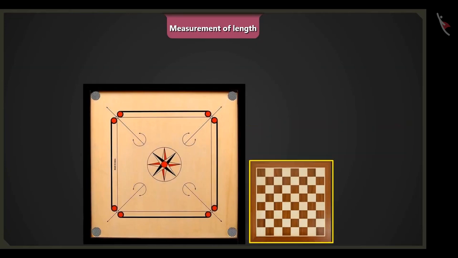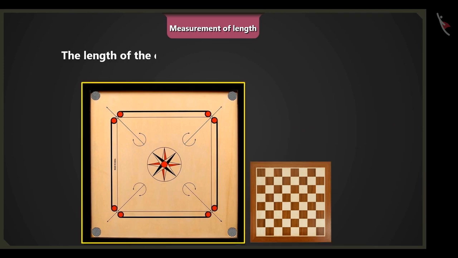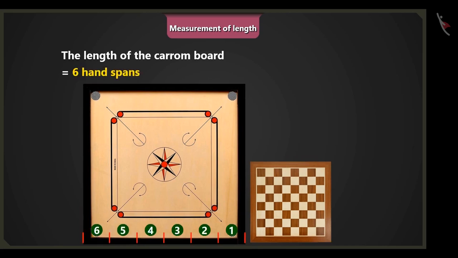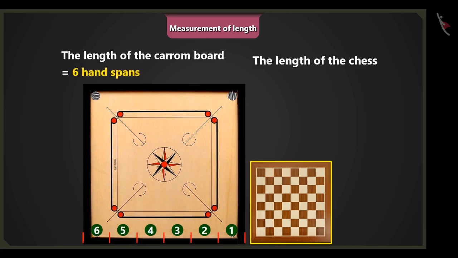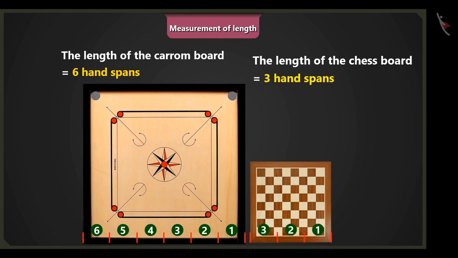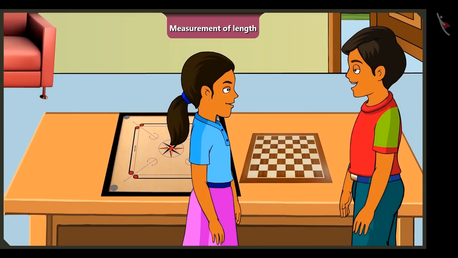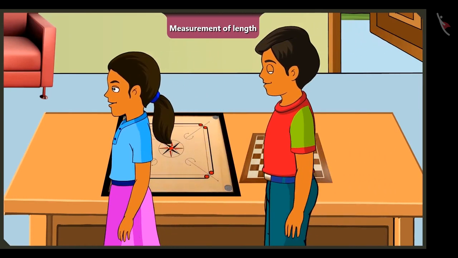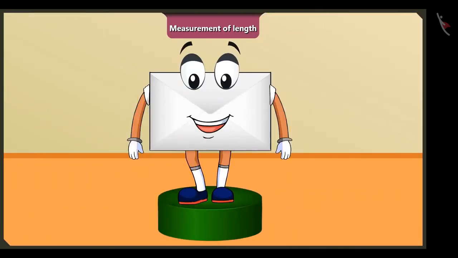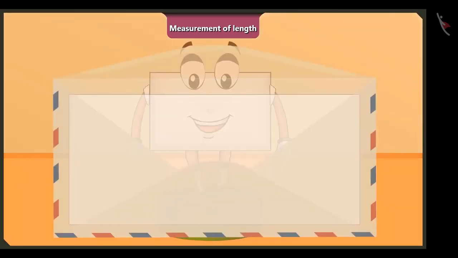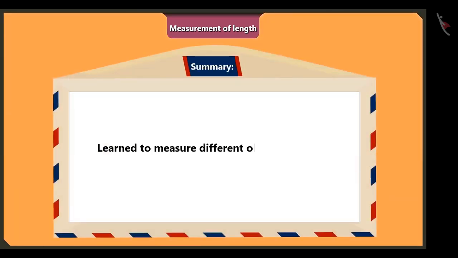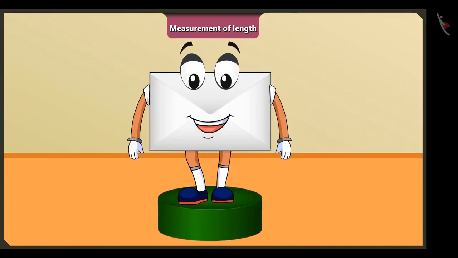The length of this chessboard seems to be half of the carom board. The length of the carom board is equal to 6 hand spans. So the chessboard would be 3 hand spans long. Oh wow, absolutely correct. Children, in this video, we saw some interesting examples of measuring different things using different units of measurement of length. In the next video, we will learn some interesting facts about measurement of length.